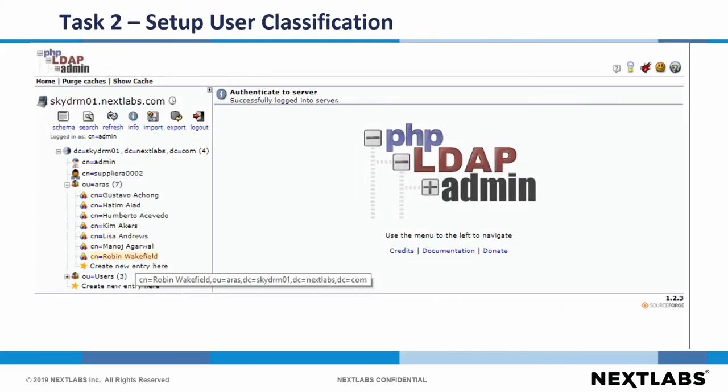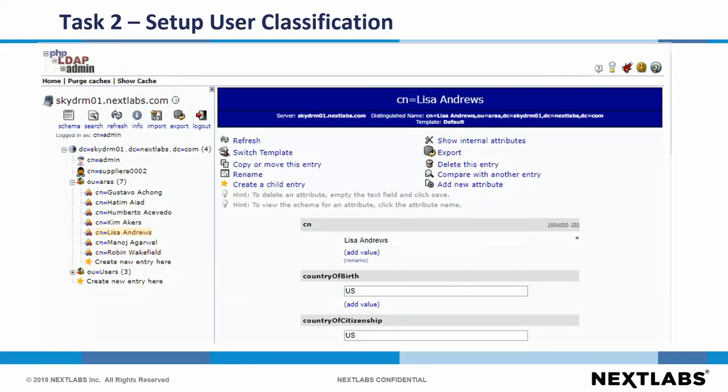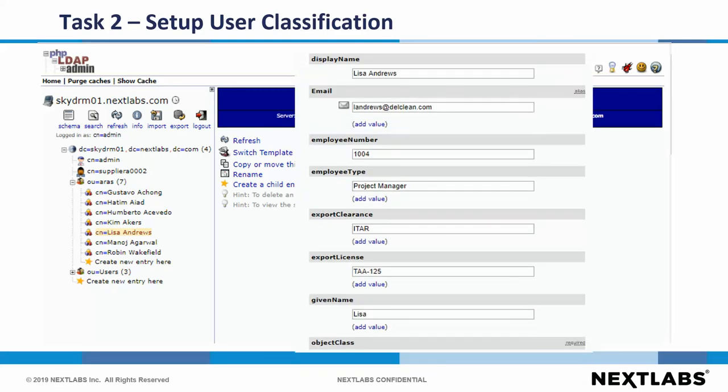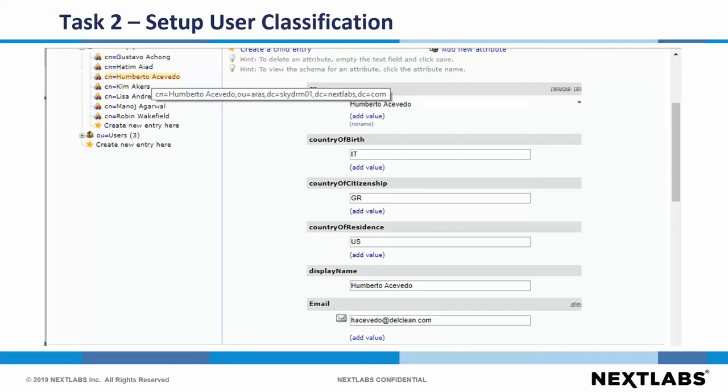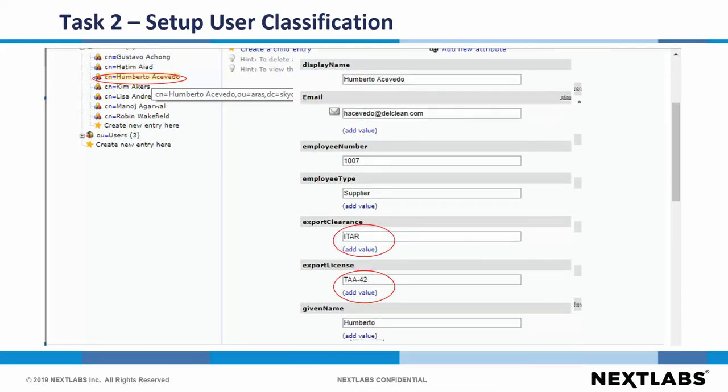Here we have a setup for the user themselves, a user classification. So here we have Lisa Andrews. In this case, she has an export clearance of ITAR, the TAA 125 that I mentioned earlier, as well as Humberto, who also has ITAR, and in this case, as I mentioned, the TAA 42 for the export license.